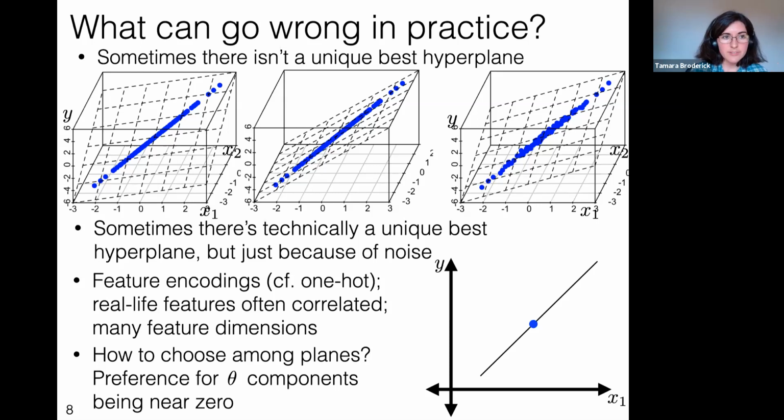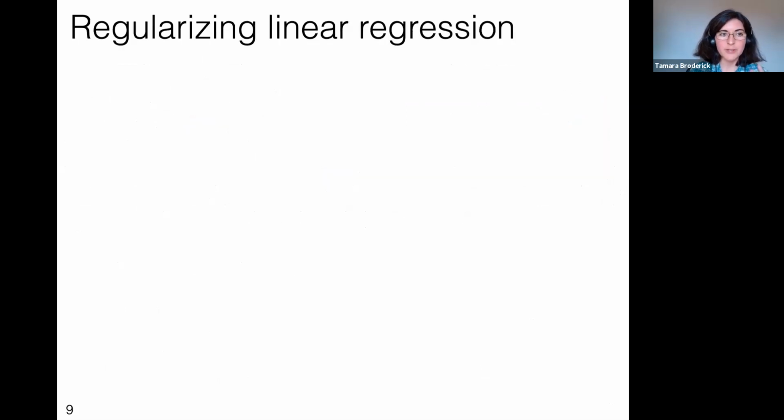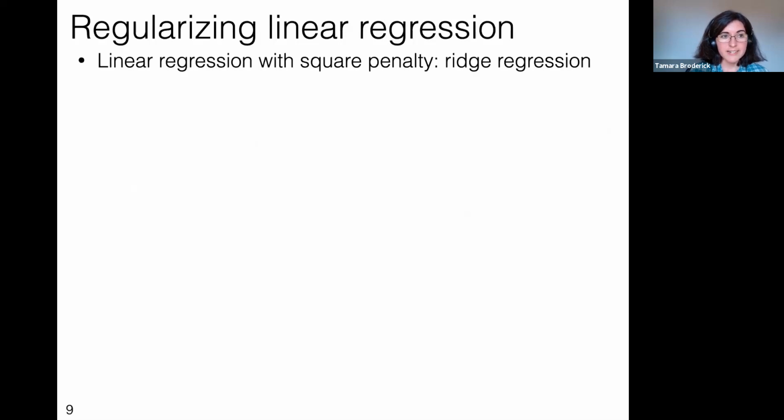Okay, so we have all of these problems. We think that all of them are fundamentally about choosing a particular hyperplane among many that seem roughly equivalent. We're going to express a preference for our theta components being near 0. How can we do that? Well, we can regularize. So we're going to take linear regression, everything we just did, and we're going to add a penalty to big thetas, just like we did with logistic regression.